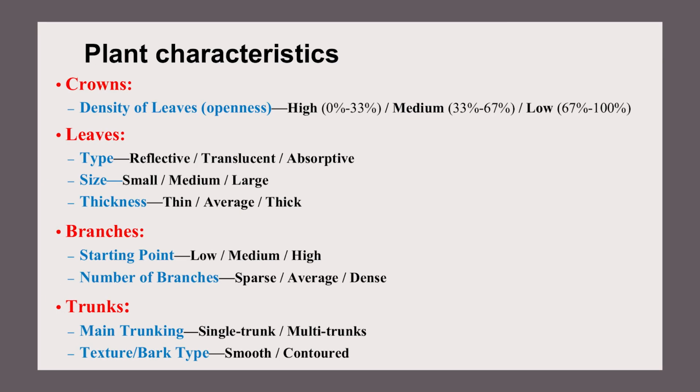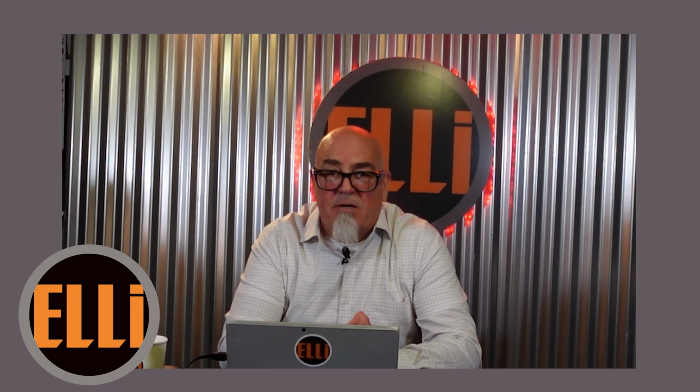Size: small, medium, large leaves. Whether that matters or not, that's just another identifying piece. Thickness: thin, average, and thick. So again, if it's thin, it's going to be easier to allow for translucency.